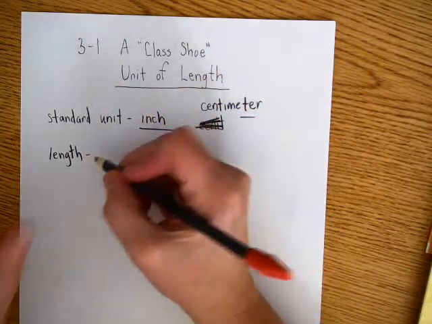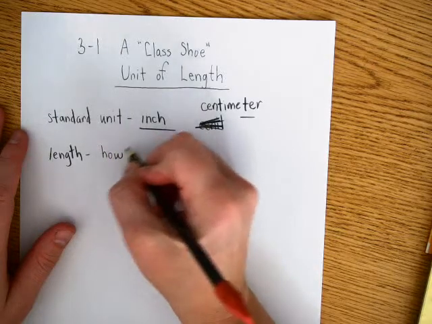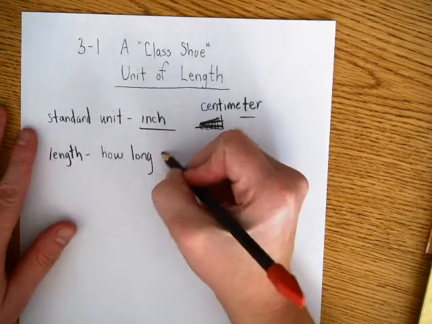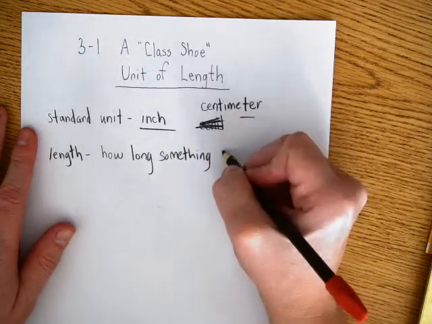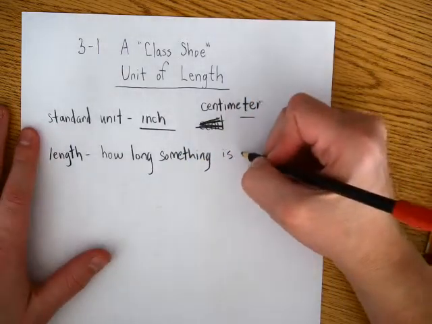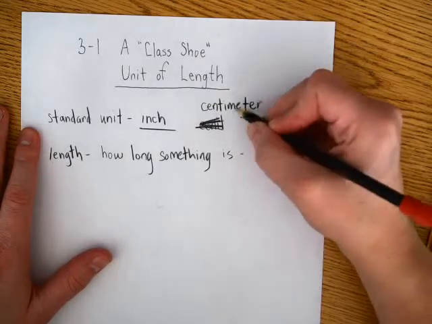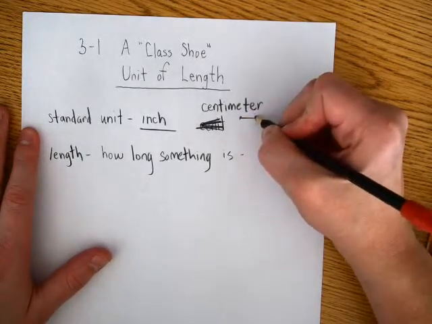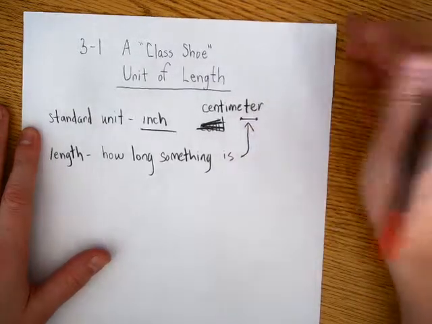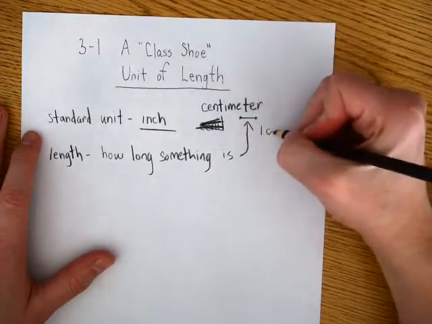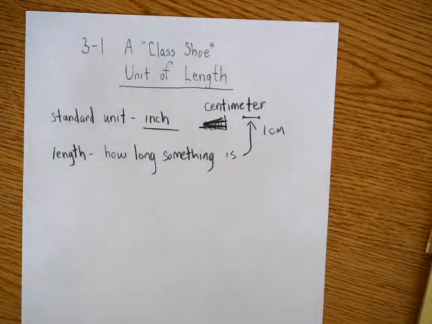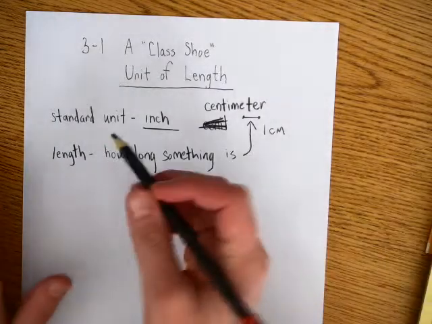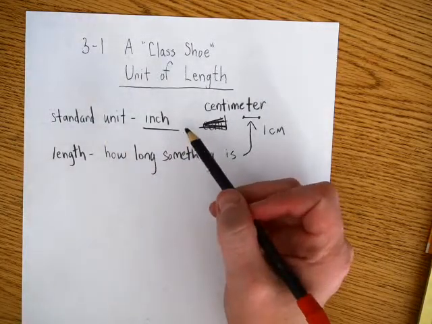Length is how long something is. Another way you might hear it is from one point to the other. So from this point to this point is 1 centimeter, for example. In this lesson, we're going to be using non-standard units to measure the lengths of objects. A standard inch is something that everybody agrees on.